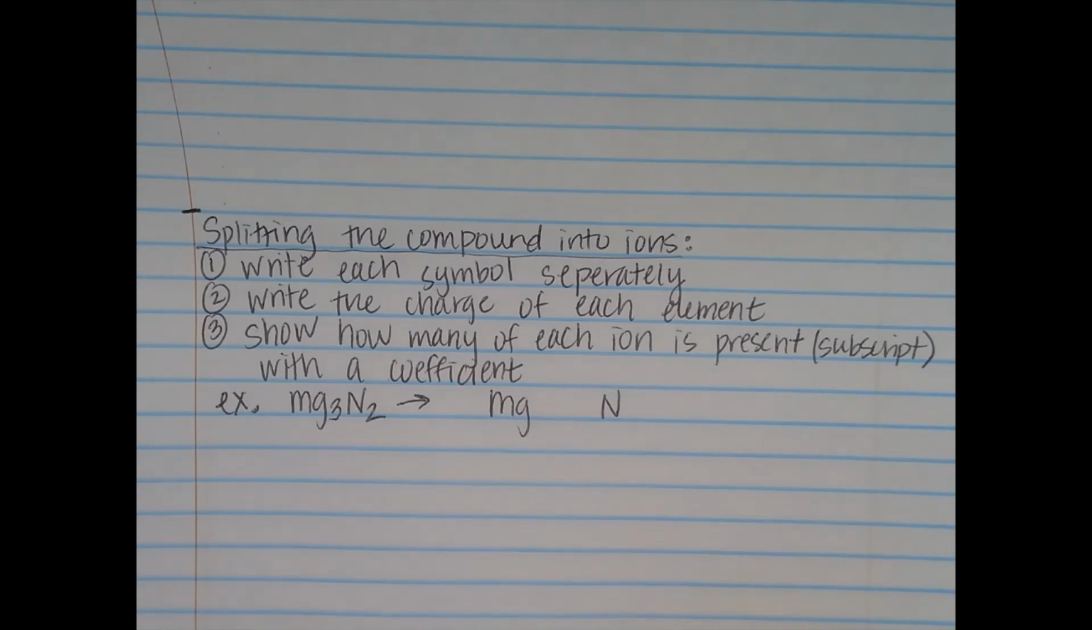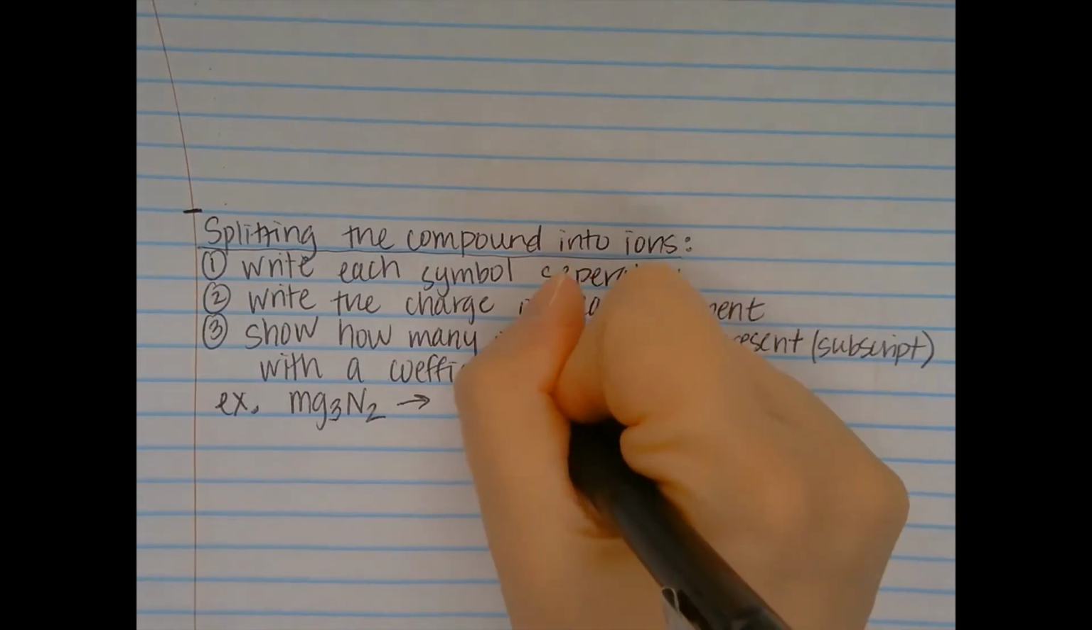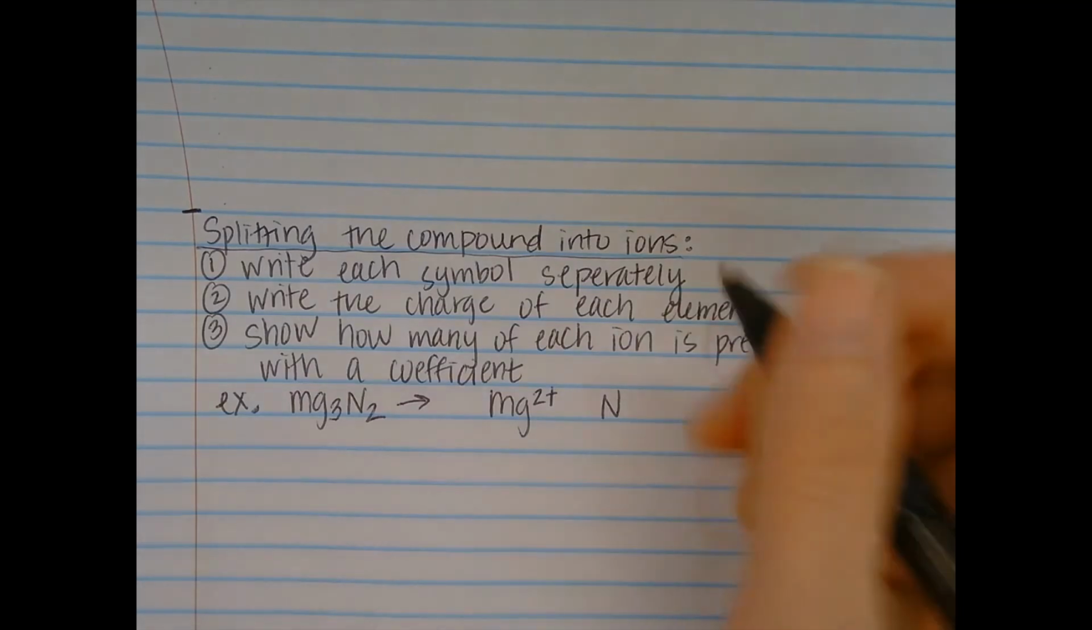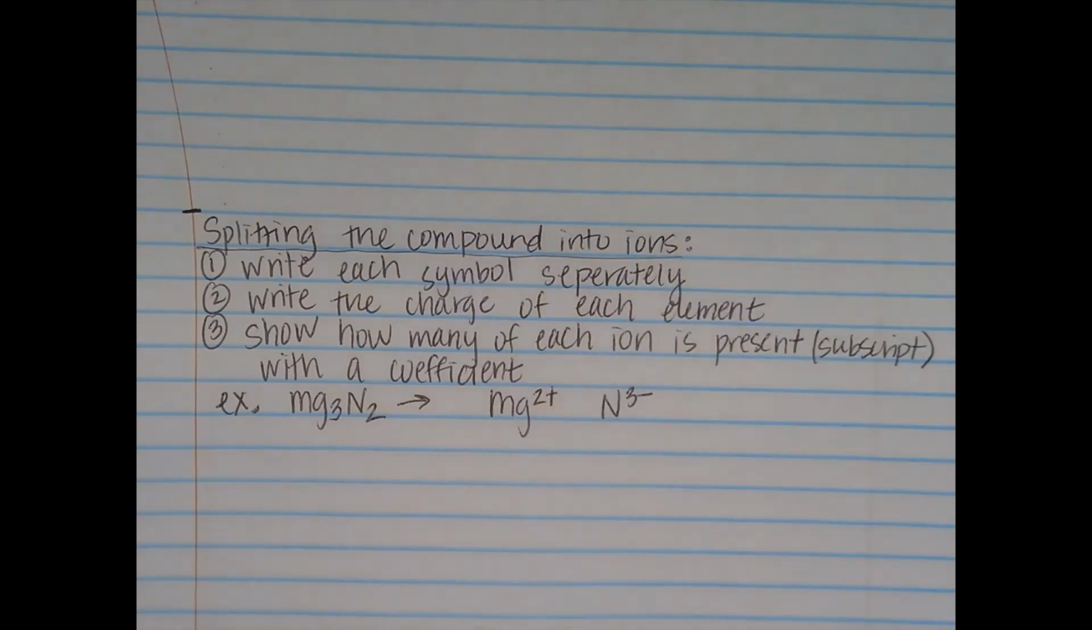Step 2, write the charge of each element. Okay, well, we already know these. Magnesium is in group 2A, which means it has 2 valence electrons to give up, so it forms a 2+ charge. Where nitrogen is in group 5A, it's a nonmetal, and so because it has 5 valence electrons, it's looking to gain 3 more, so it will form a 3- charge. That was step 2. That's the part we already know how to do.